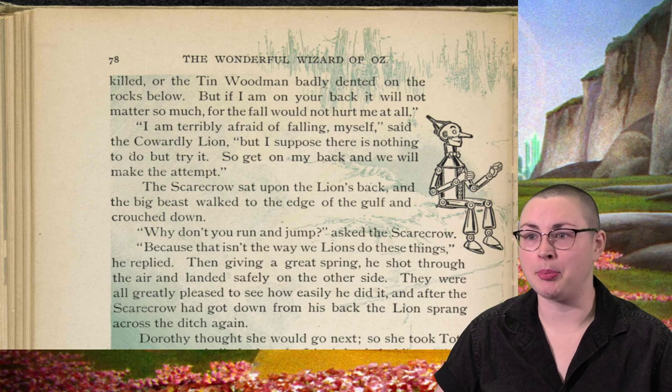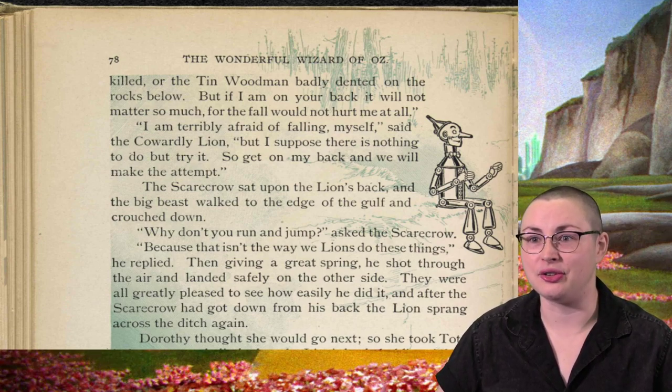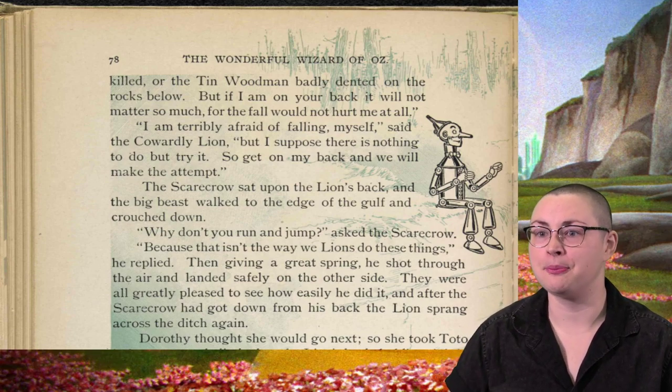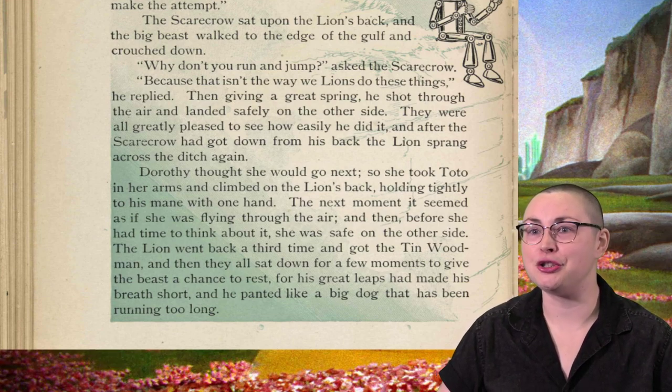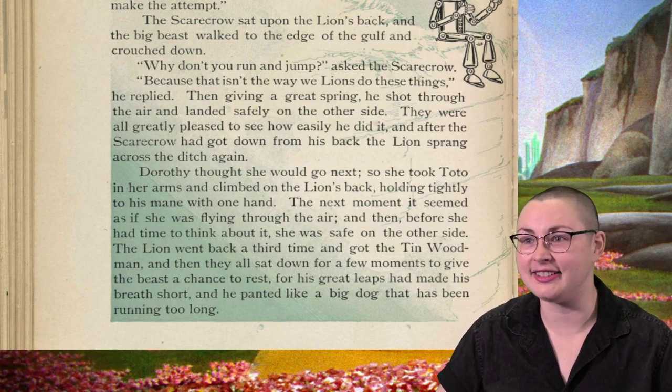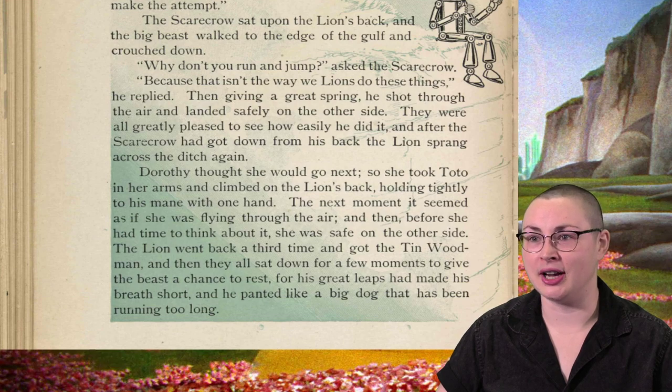The Scarecrow sat upon the Lion's back, and the big beast walked to the edge of the gulf and crouched down. "Why don't you run and jump?" asked the Scarecrow. "Because that isn't the way we lions do these things," he replied. Then, giving a great spring, he shot through the air and landed safely on the other side. They were all greatly pleased to see how easily he did it. And after the Scarecrow had got down from his back, the Lion sprang across the ditch again.